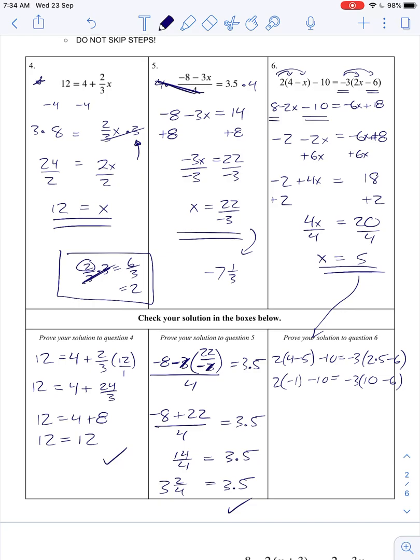You notice on the left side here, I actually did 4 minus 5. I didn't use the distribution property. Don't use the distribution property if you don't need to. Follow your order of operations, which says do everything in the brackets first. So 2 times negative 1 is negative 2. And then again, I'm not going to use the distribution property here. I'm just going to do what's inside of the brackets. And lo and behold, we get negative 12 equals negative 12. The right answer. All right, let's go on to the next page.